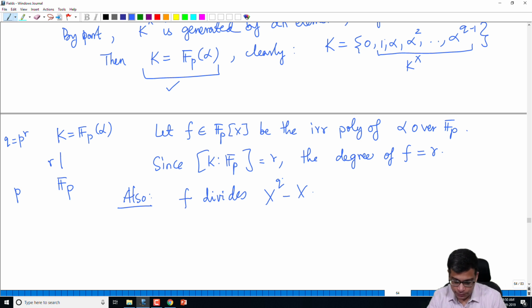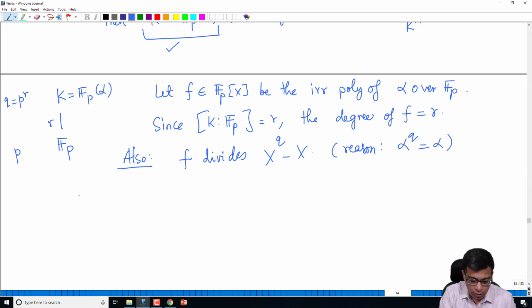Why is that? The reason is alpha power q is equal to alpha. Alpha being an element of k, and by part d, I think, we showed that every element of k is a root of x power q minus x. So in particular, alpha is a root of x power q minus x. But f is the irreducible polynomial of alpha. That means f divides that.